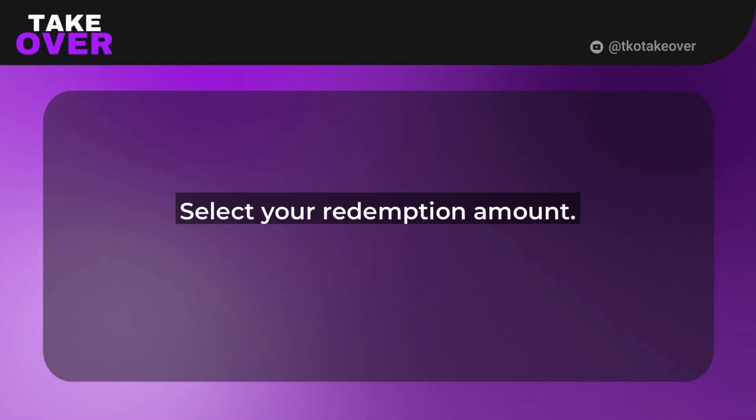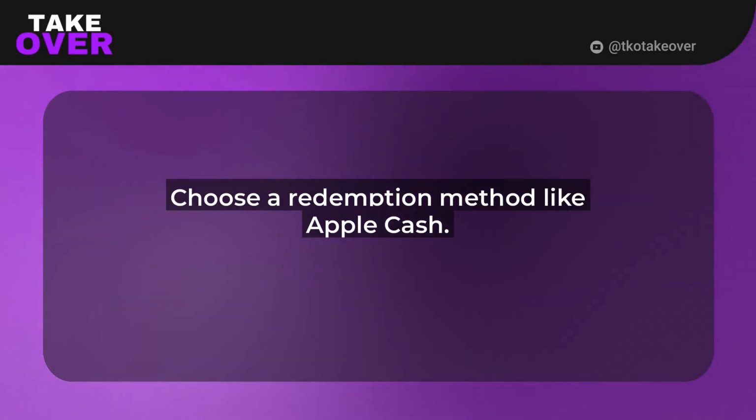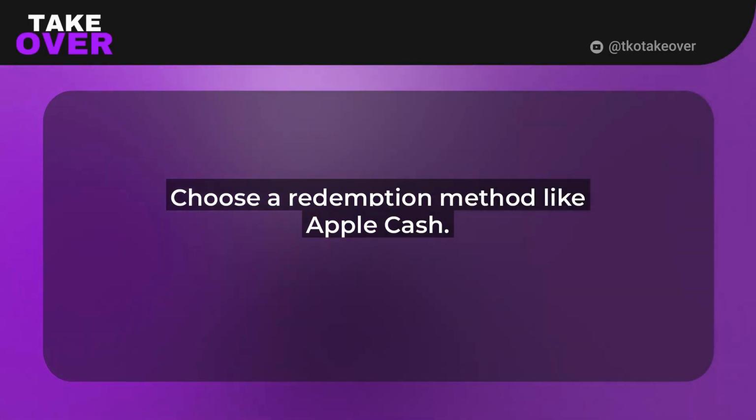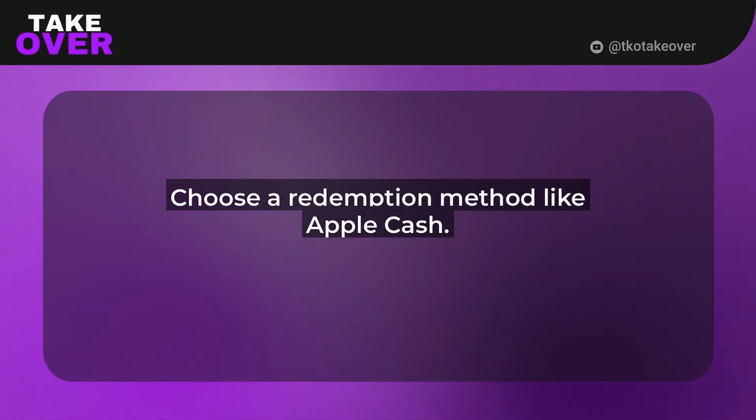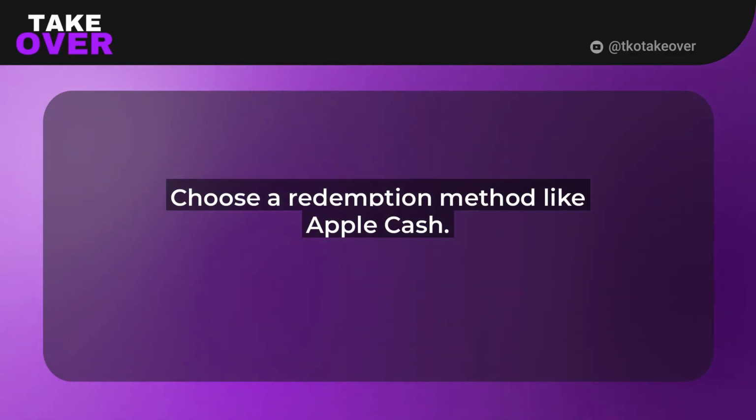Let's go through the redemption process step by step. Select the amount you want to redeem. Remember, you can choose all or just part of it. Then, pick your preferred method, like Apple Cash. You'll get a confirmation screen, so double-check everything and hit Redeem. It usually processes instantly for Apple Cash, but if you're transferring to a bank, it might take a day or two.